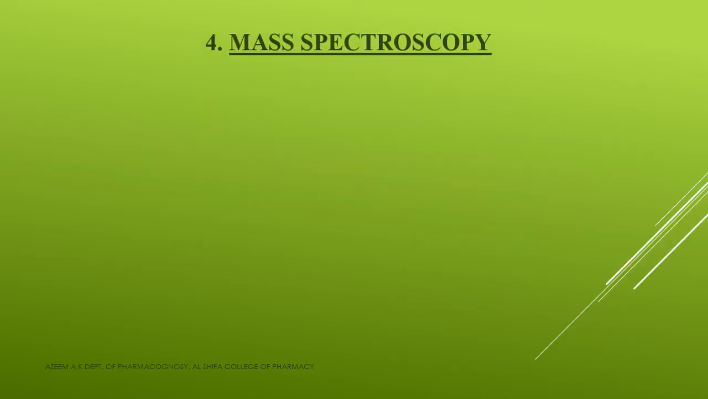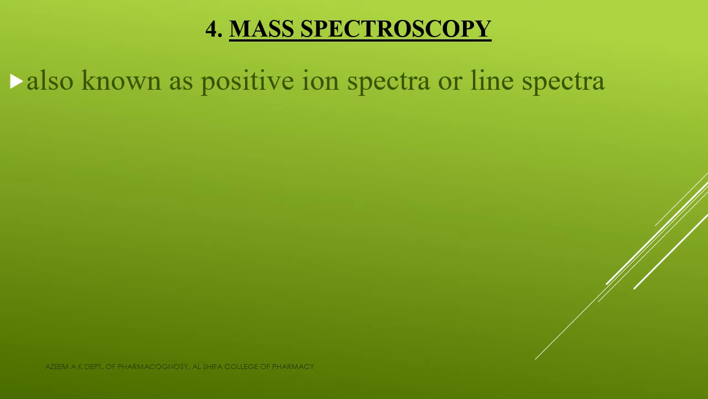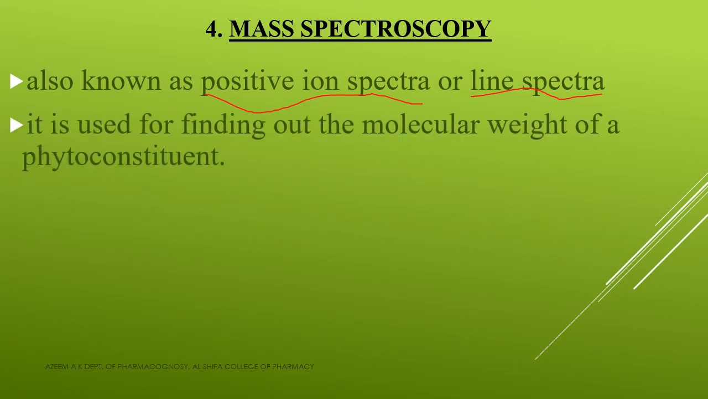Today we can see the next spectral method, that is mass spectroscopy. Mass spectroscopy is also known as positive ion spectra or line spectra. Clear? And this is used for finding out the molecular weight of a particular phytoconstituent. So that is basically about mass spectroscopy.